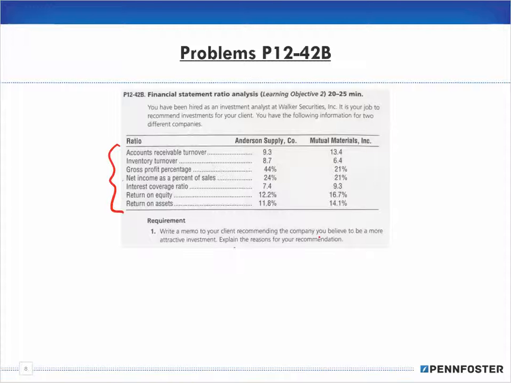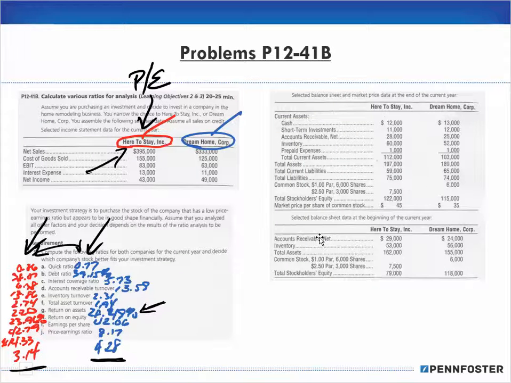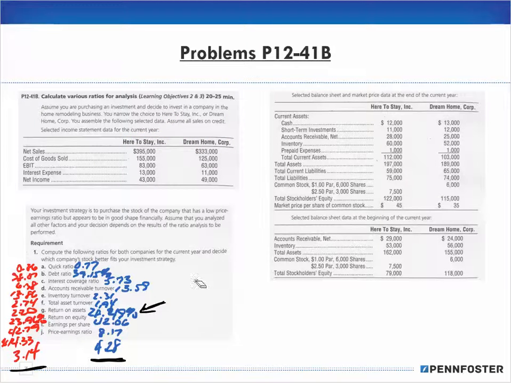So here are the ratios for the two companies, and basically those ratios were doing what we had done for problem 12-41, right? I'm going to erase some of this. What you had here was income statement information, balance sheet information, beginning of year, ending of year, okay?